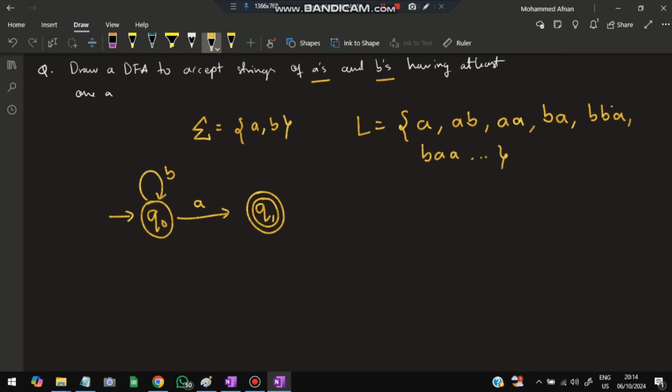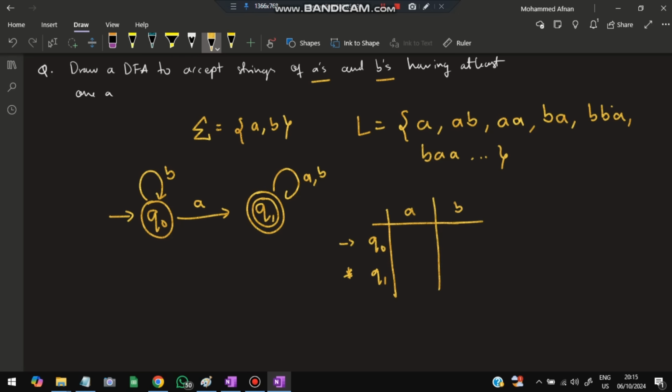Now we have to check for Q1. For Q1, after you have reached this point, at least one A is accepted. Now whatever you take, either A or B, it doesn't matter. Right? Everything will be accepted after having at least one A. Okay, so this is the transition diagram. Let's make the transition table and the transition function. Here I have to mention the states. Q0 is the starting state and Q1 is the final state. Here we will write A and here we'll write B.